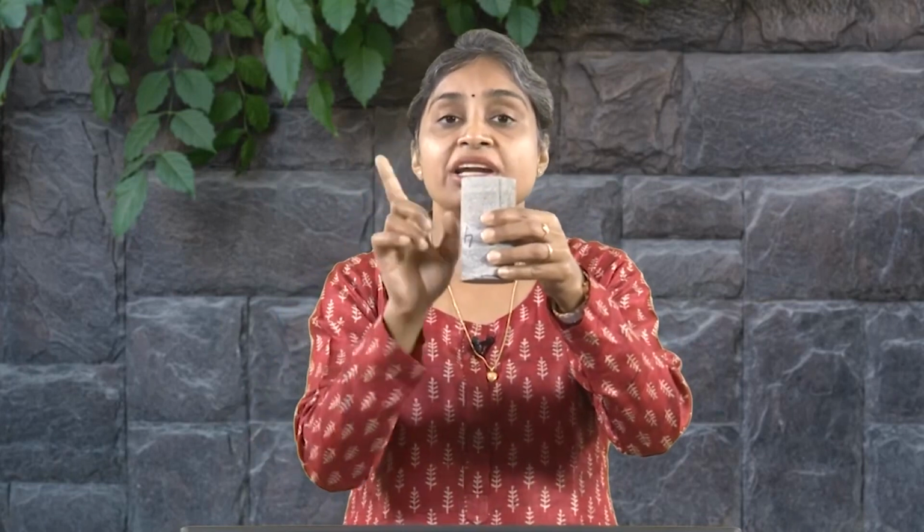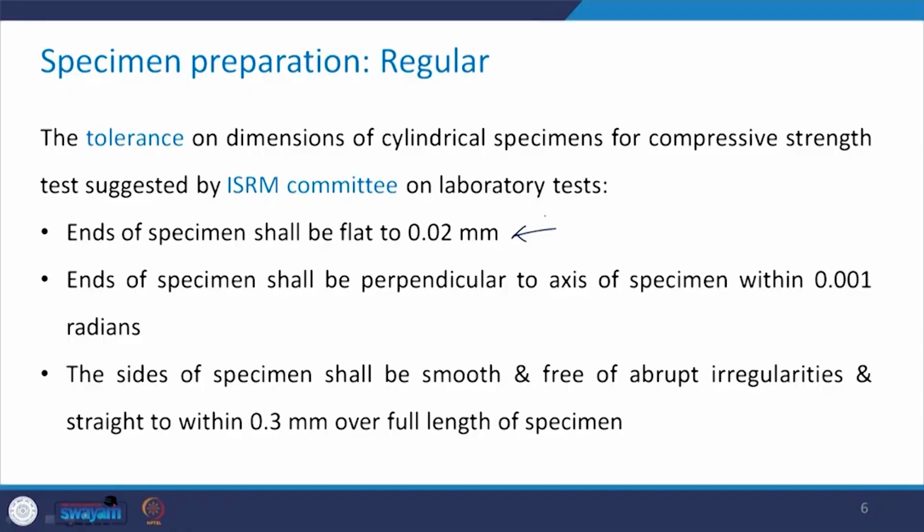Then the sides of the specimen should be smooth and free of abrupt irregularity, and it should be straight to within 0.3 mm over the full length of the specimen. So you see this is the full length of the specimen. These sides should be straight all along its length, and the only difference allowed is 0.3 millimeter over the full length of the specimen.